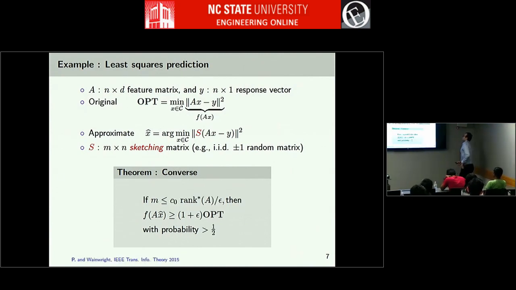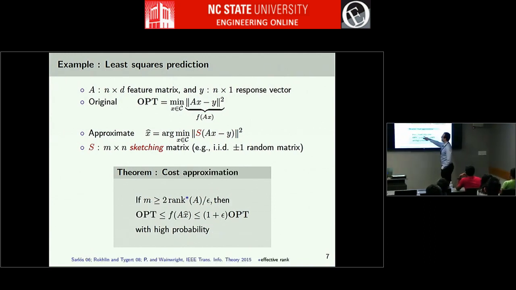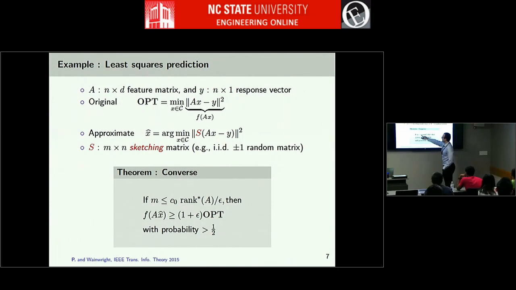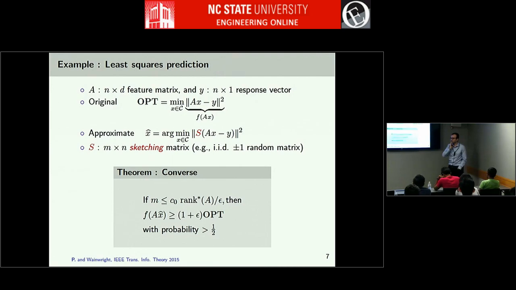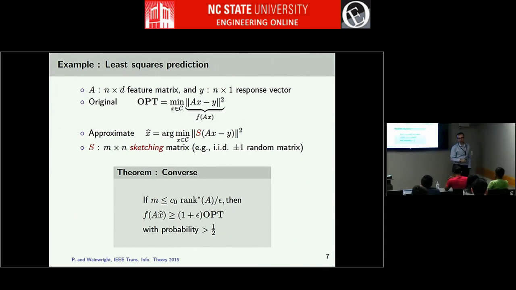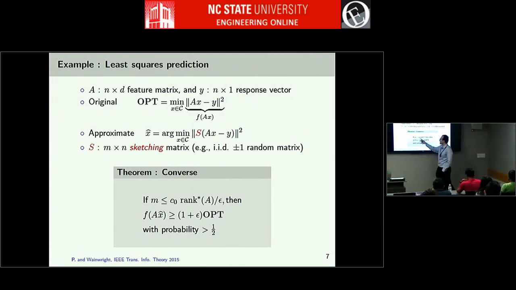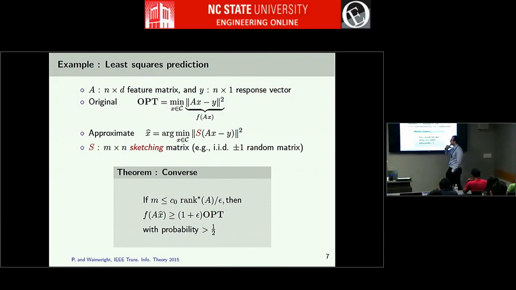And here's a converse. If you choose m less than this, which is about a constant times rank, where this constant is less than 2, like 1 over 16 or something, divided by epsilon, then it is worse than 1 plus epsilon with at least probability half. So it doesn't work if you decrease m to a constant multiple of rank.